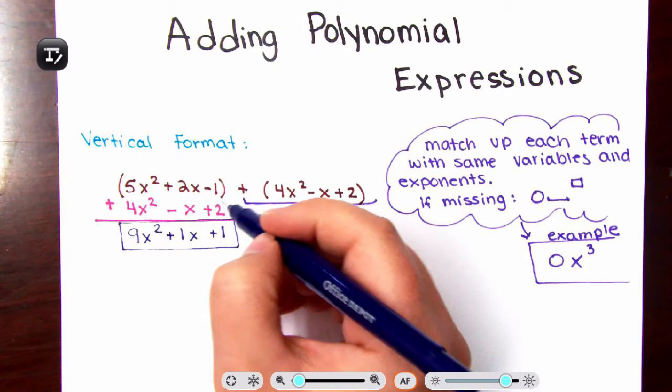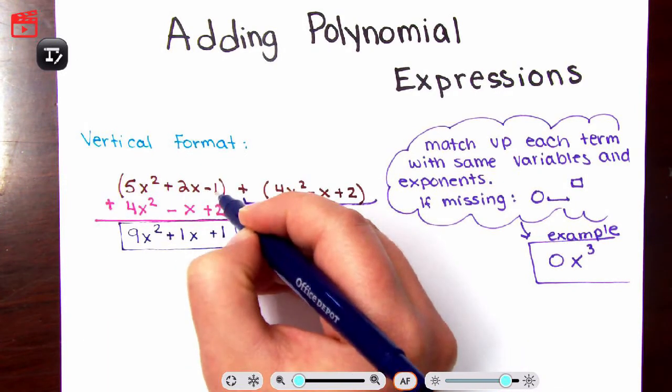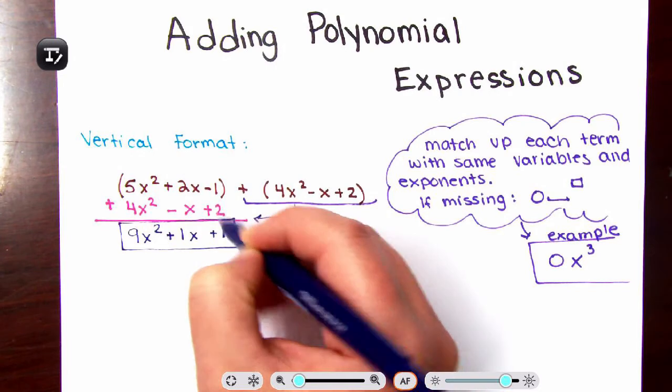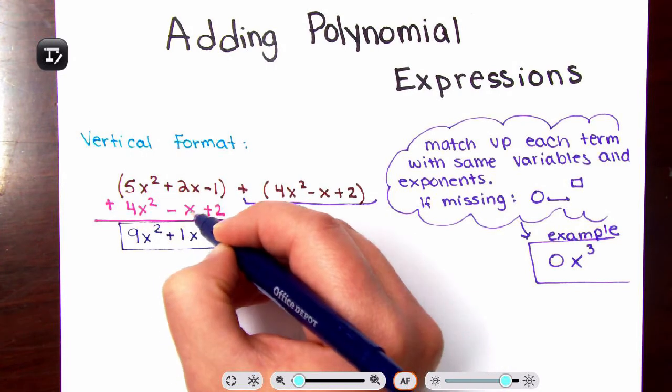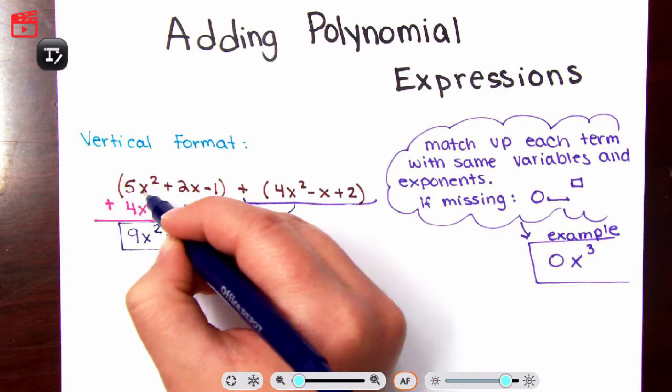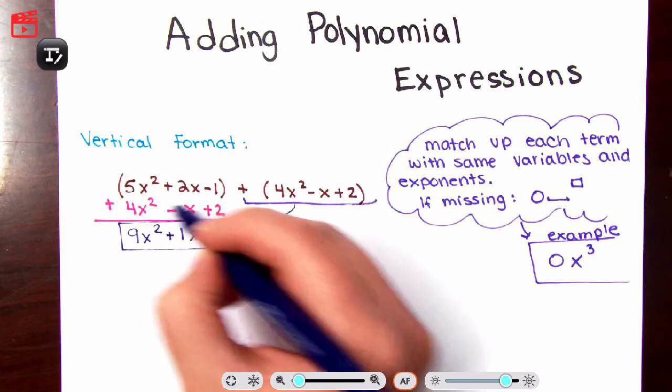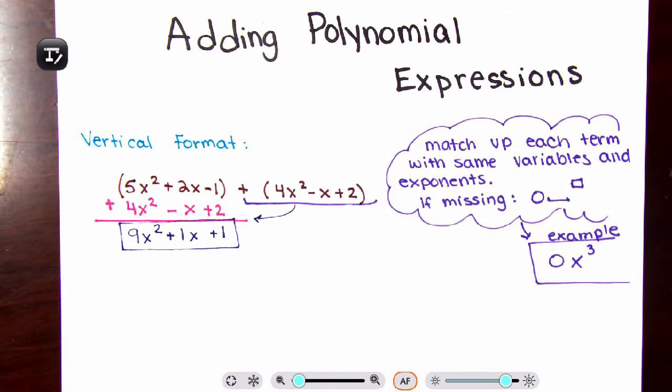We are adding vertically, just up and down. So negative 1 plus 2 is 1. 2x minus 1x is 1x. 5x squared plus 4x squared gives me 9x squared.